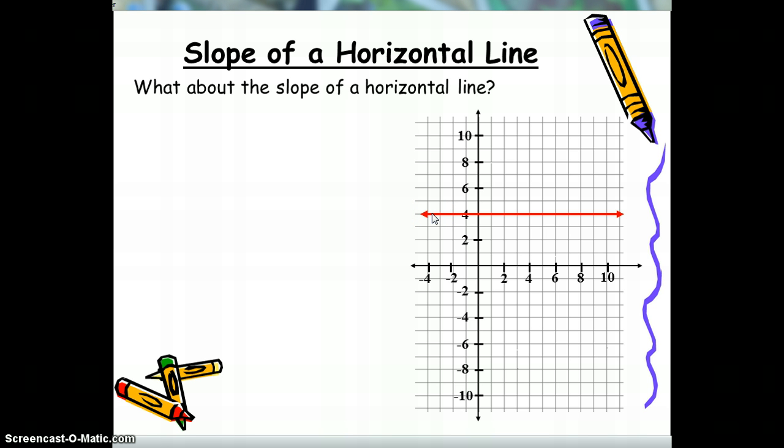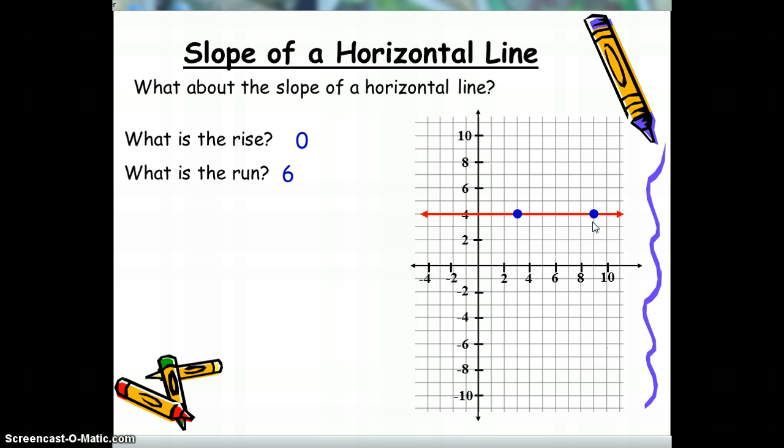So the question is, what is the slope if it's just y equals a number? Well, let's take the rise over run. We have two points, any two good points. What is the rise? Does it go up or down at all? No, so it's 0. You do have a run. The run is 1, 2, 3, 4, 5, 6.